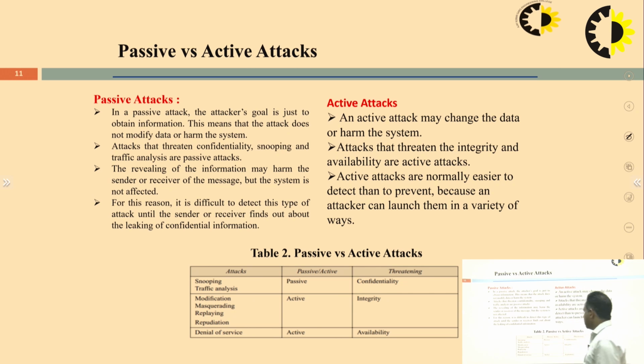Here we have a comparison chart of passive versus active attacks. The first category is snooping and traffic analysis. This category comes under passive attacks, and they threaten confidentiality. Second, modification, masquerading, replaying, and repudiation. All these attacks come under active attacks, and they threaten the integrity of the message. And last, denial of service, which also comes under the active category, where the attacker targets the availability of the resources. So this is all about the comparison of passive and active attacks.